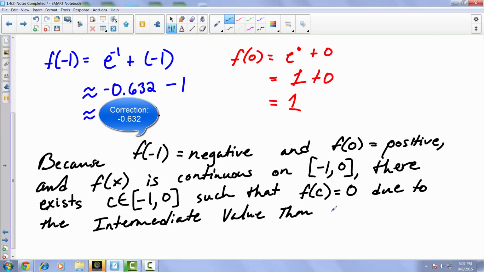A lot of textbooks actually just reference this as IVT. Alright, so if you see that, it just means the intermediate value theorem. So again though, that is example 9 from our 1.4 number 2 set of notes.